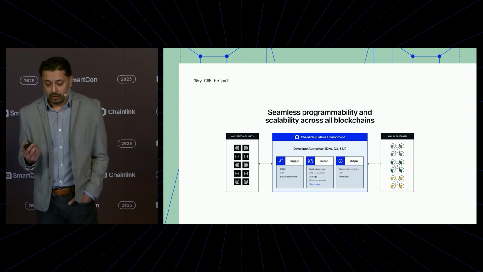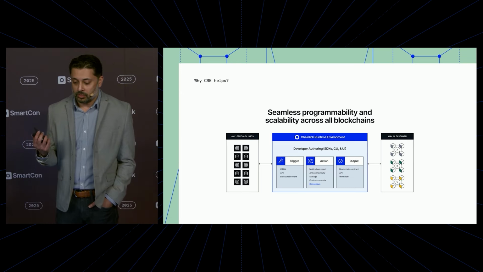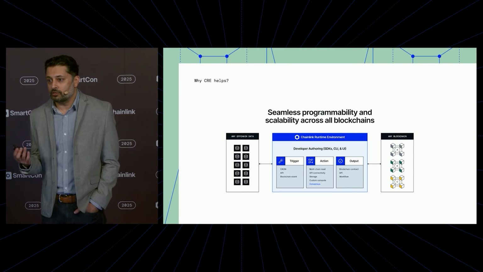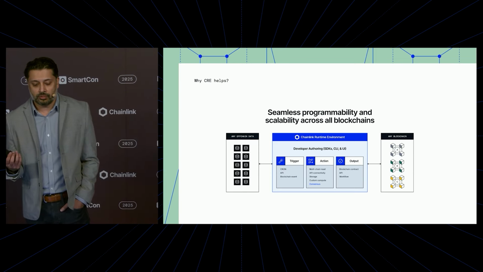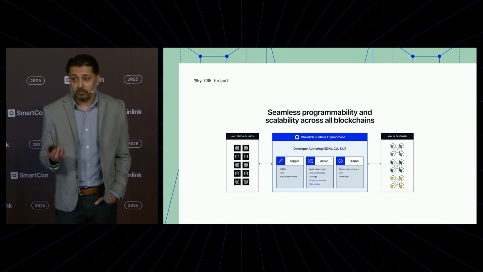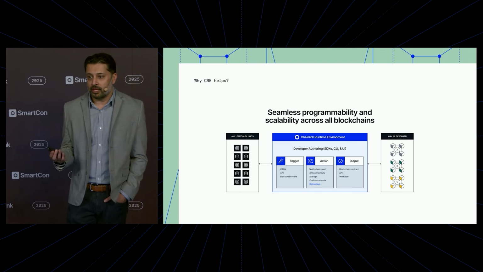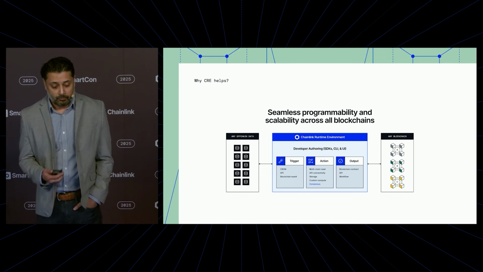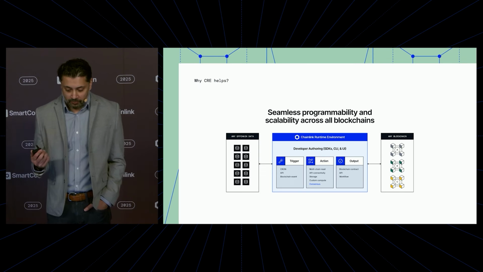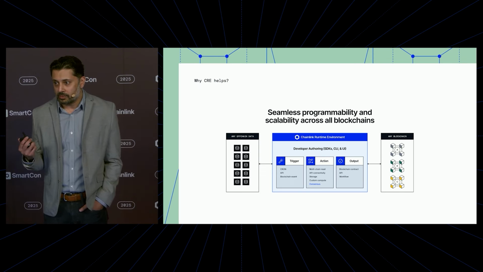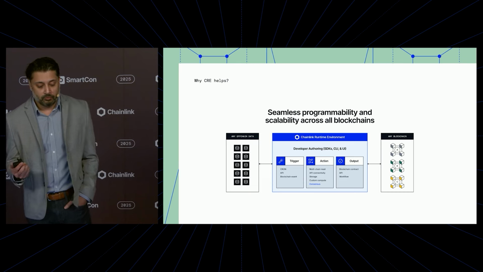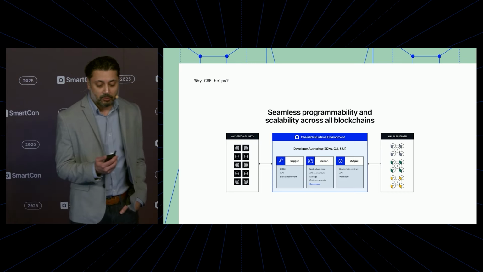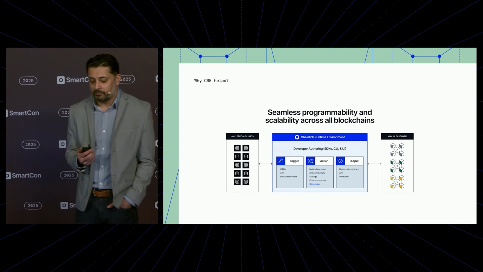So CRE helps developers write these institutional grade smart contracts by writing workflows. They can write these workflows in TypeScript. They can write these workflows in Go. These workflows can be triggered by on-chain events. They can be triggered by off-chain events. They can be triggered by a schedule. Why is this important? Well, we want to provide faster time to market for our customers. We want to make sure that they can get their customer problem solved a lot quicker than they are today.